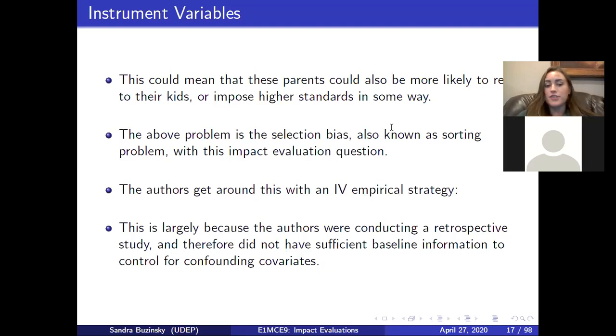And so the authors address that with an instrumental variable impact evaluation strategy. This is largely because the authors were using a retrospective analysis, right? This question about Sesame Street and education, they already had data because Sesame Street has existed for a long time, so they're going back and using older data. And that meant they didn't really have sufficient baseline information, and so they couldn't control for confounding covariates sufficiently.